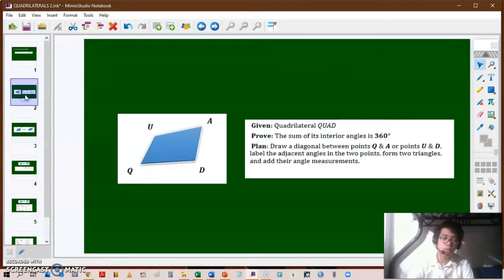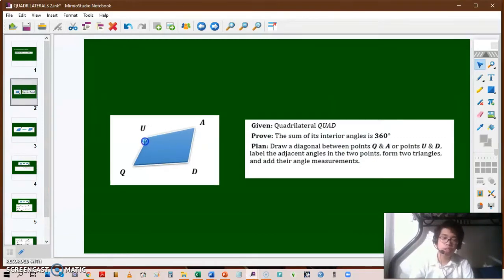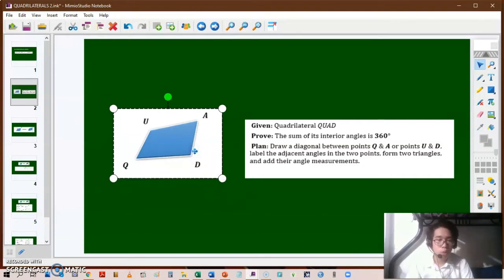So we have here the basic part of our proof. We have a very general quadrilateral, so we don't know what type of quadrilateral this is, it's just a quadrilateral. Given quadrilateral QUAD, we want to prove that the sum of its interior angles is equal to 360 degrees. The heart of geometry, the thing that we have to do here in our geometry class, is we have to prove theorems. So we want to prove the theorem that the sum of the angles of any quadrilateral is 360 degrees.